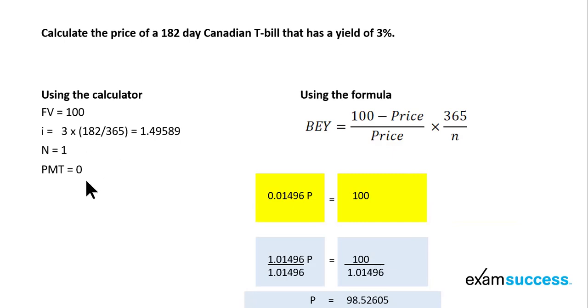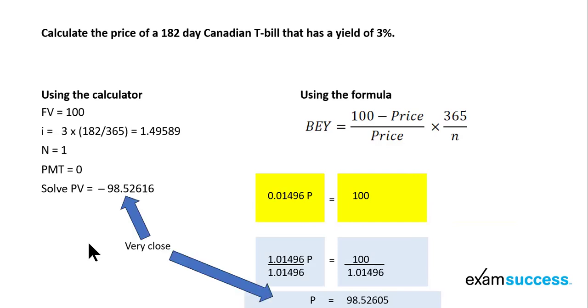Then payments are zero, and we will solve for present value. You get a negative number. Okay, that means outflow. We pay $98.52. So 98.526106. I mean, these numbers are very close. So again, you can use the formula, you can use your calculator, either one, whichever one you're comfortable with.